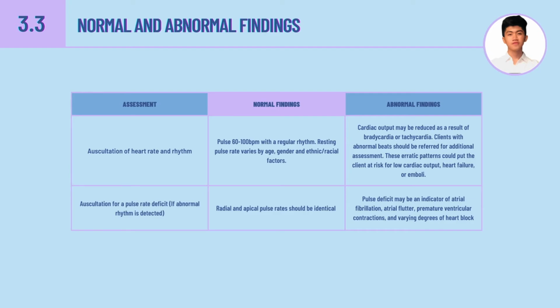And auscultation for a pulse rate deficit if an abnormal rhythm is detected. The normal finding is that radial and apical pulse rates should be identical. A pulse deficit may be an indicator of atrial fibrillation, atrial flutter, premature ventricular contractions, and varying degrees of heart block, which are abnormal findings.